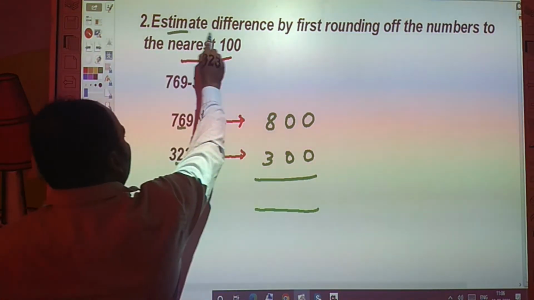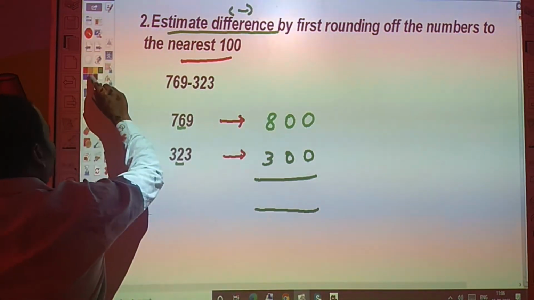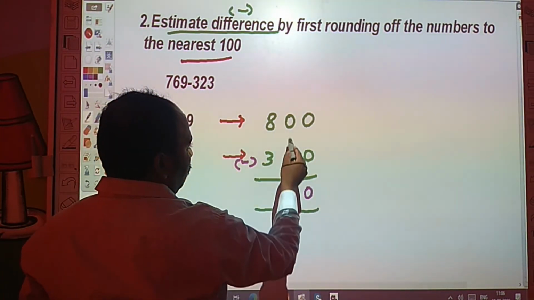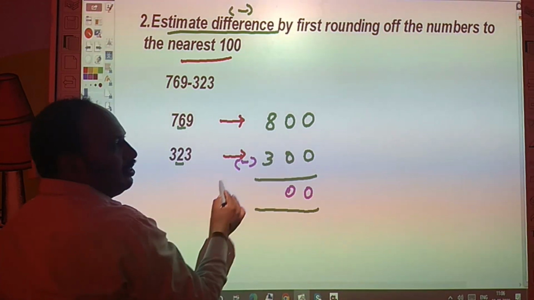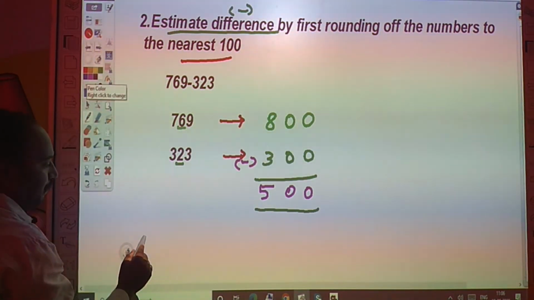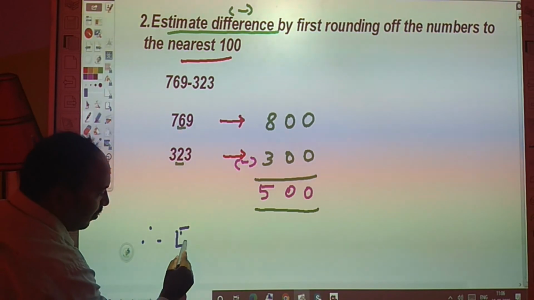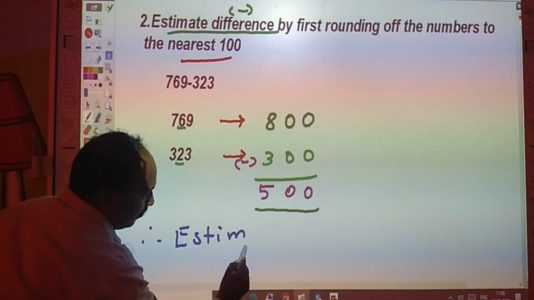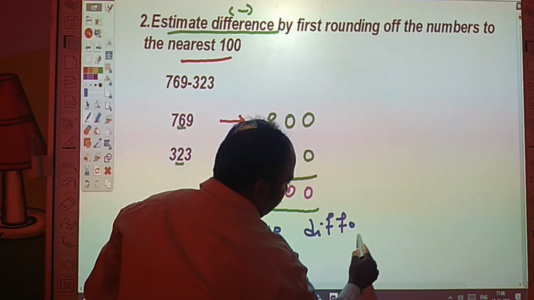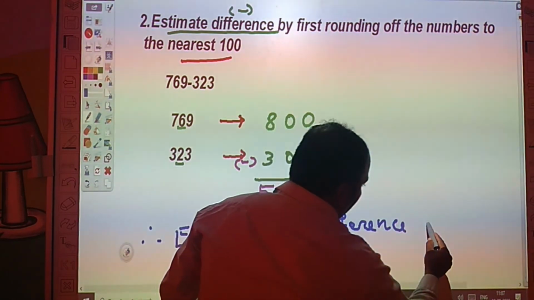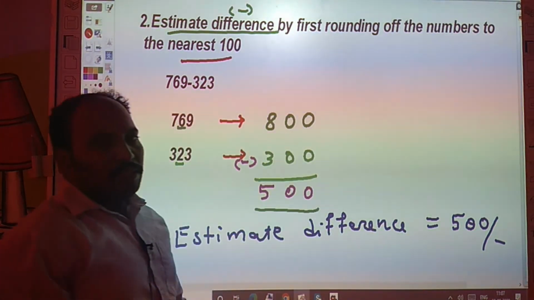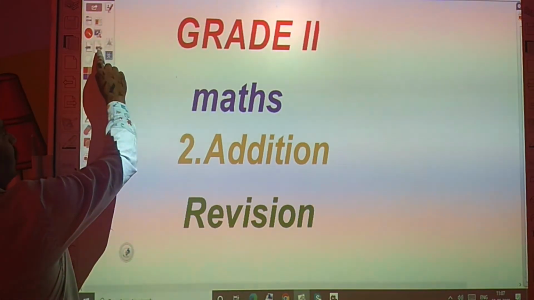Next, we estimate the difference, that means minus. 0 minus 0 is equal to 0. 8 minus 3 is equal to 5. Therefore, the estimated difference is equal to 500. Thank you to all.